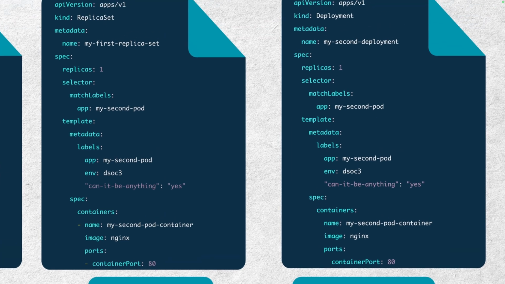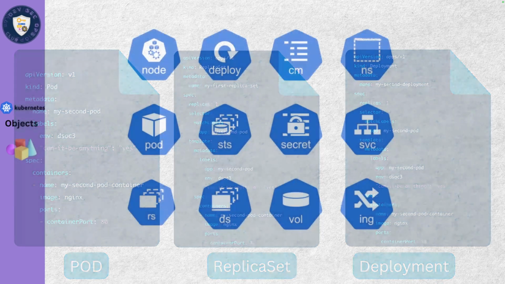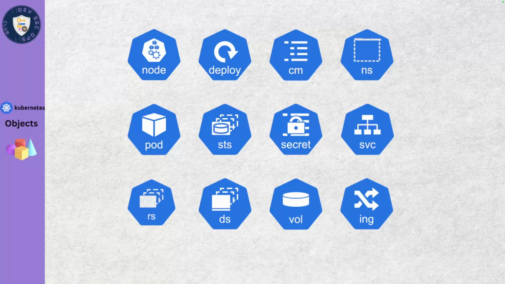So what is the difference? Where is the rolling update? Where is versioning? That we will see in action. So how does this happen? We will deploy a pod, we will deploy a replica set, we will deploy a deployment as well. And that's what we are going to cover in action.